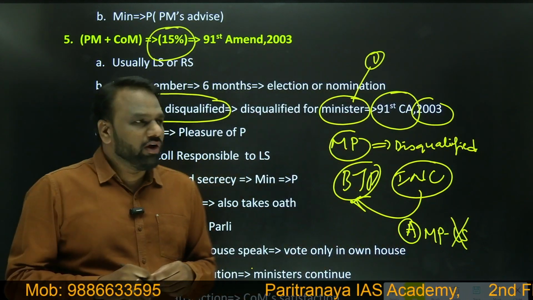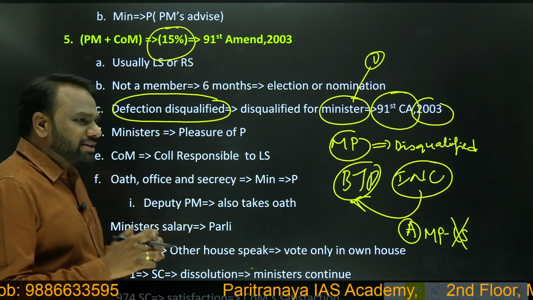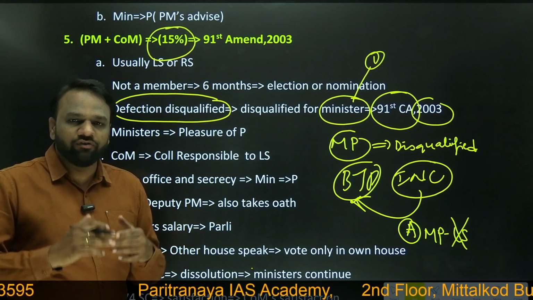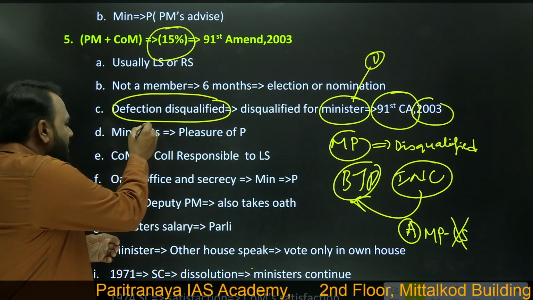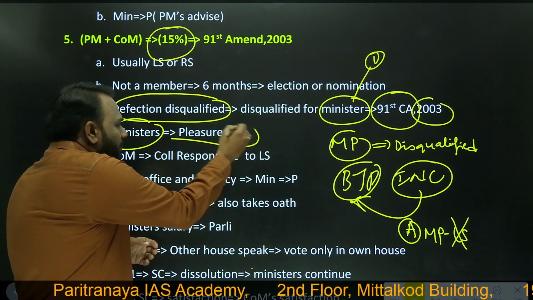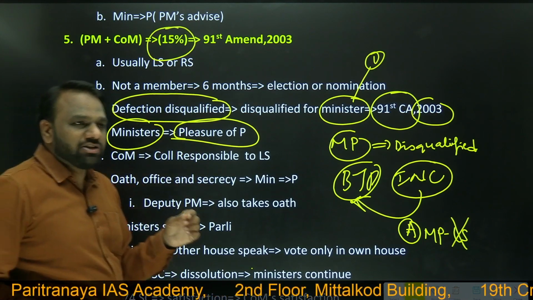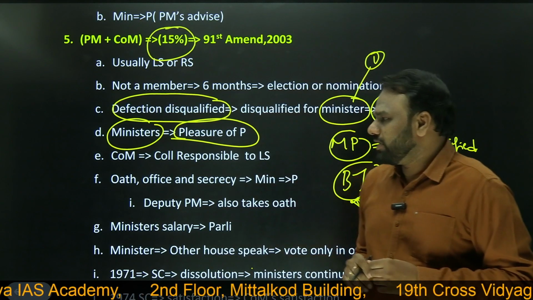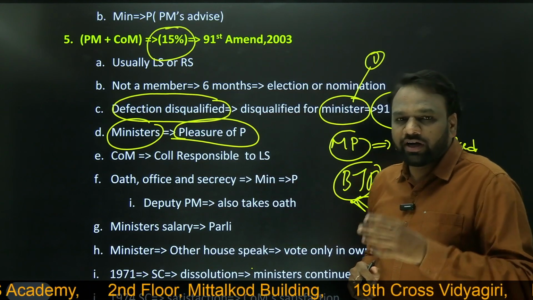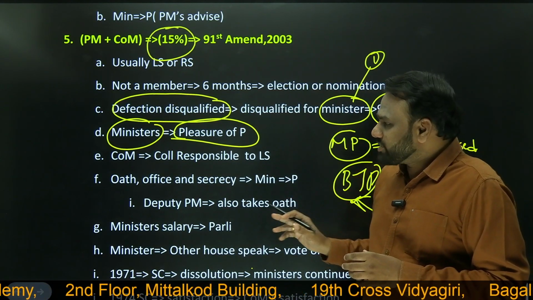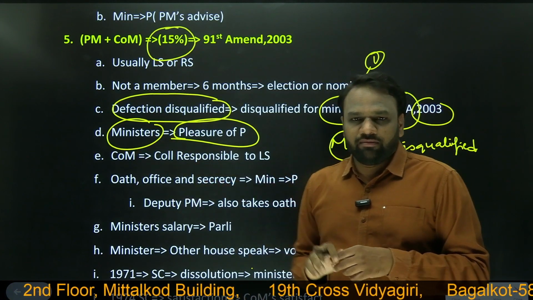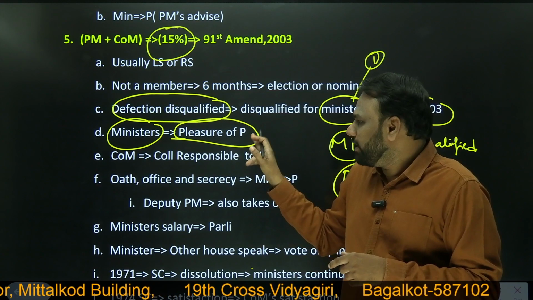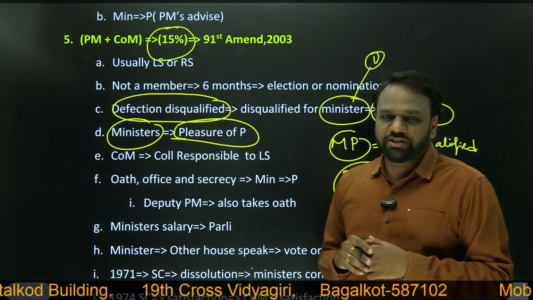Next, we have already seen that once a person becomes a minister, how long will he stay in office? He will stay in office as long as he enjoys the pleasure of the President. It means as long as the President is happy, a minister will remain a minister. And we have already seen that the Prime Minister can ask a minister to resign, and if he does not agree, the Prime Minister can recommend to the President to remove the minister.